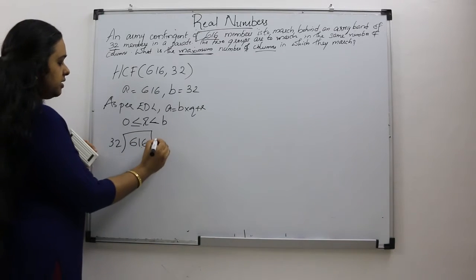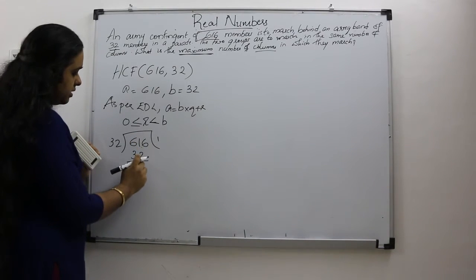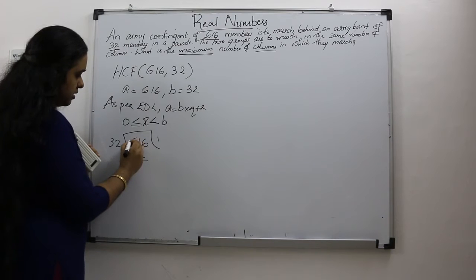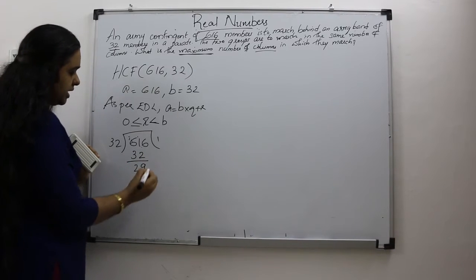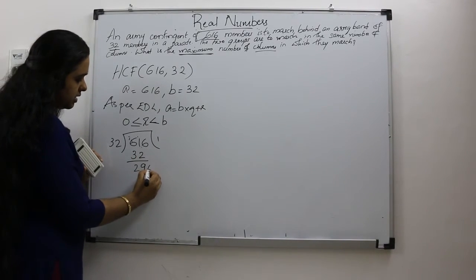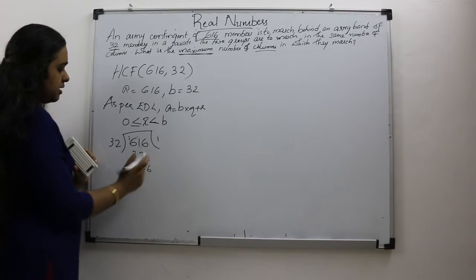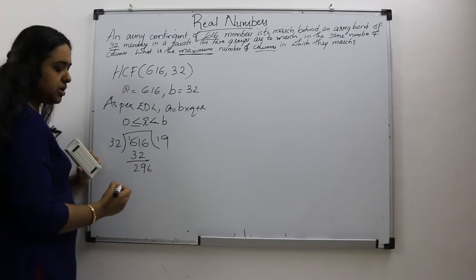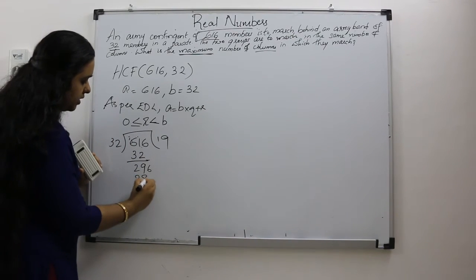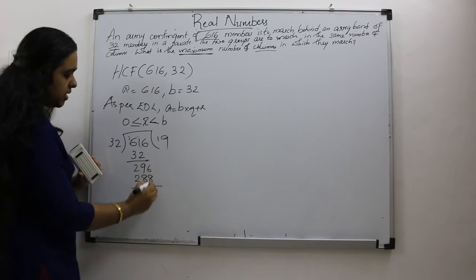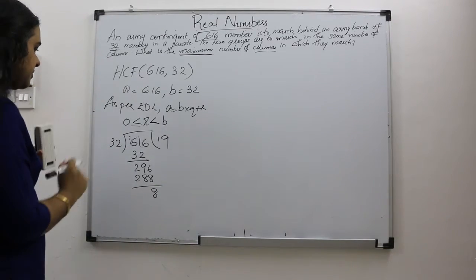How many times in 61? Once. 32, and subtracting gives 29. We bring the 6 down, so 296. 9 times. 32 into 9 comes to 288. The remainder will be 8. Right? The answer is right?